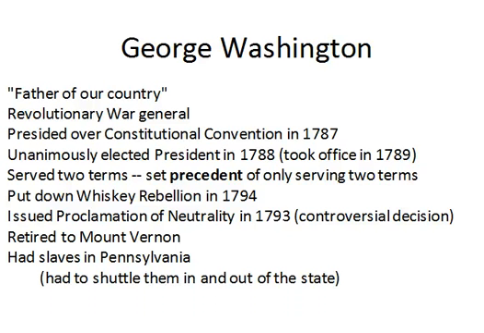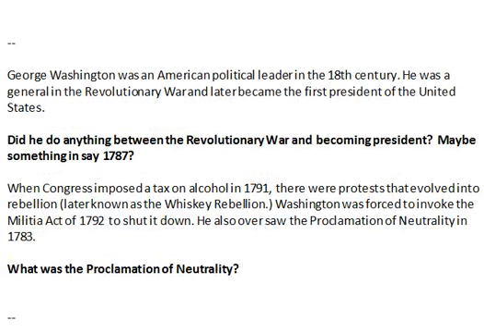Let's look at something another student wrote. So this ID was way too short, and I'll just read it to you. George Washington was an American political leader in the 18th century. That's good. He was a general in the Revolutionary War and later became the first president of the United States. That's great. But then it jumps to the whiskey tax, and there were protests, and Washington was forced to shut it down, and he also oversaw the Proclamation of Neutrality in 1783.